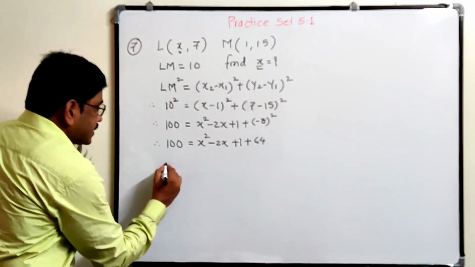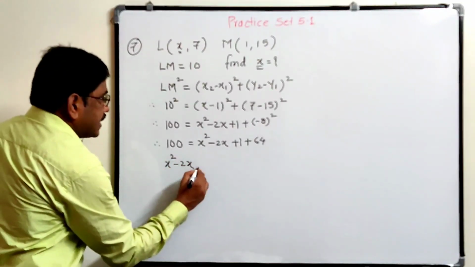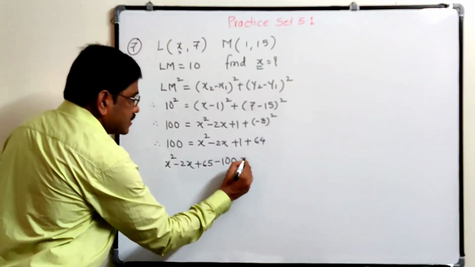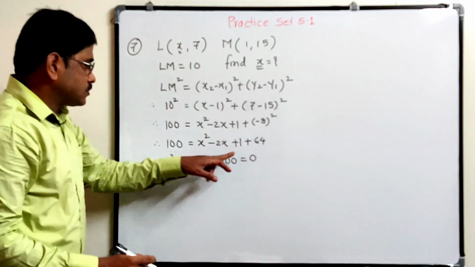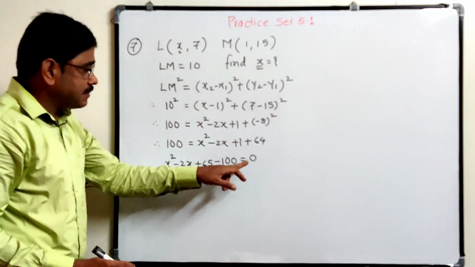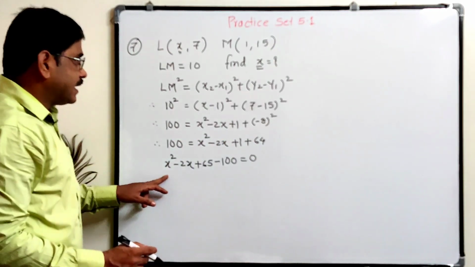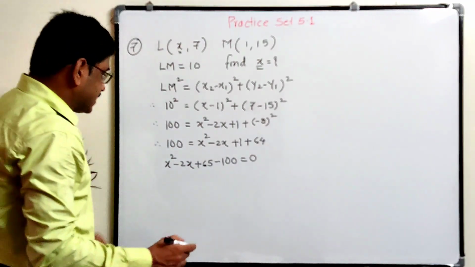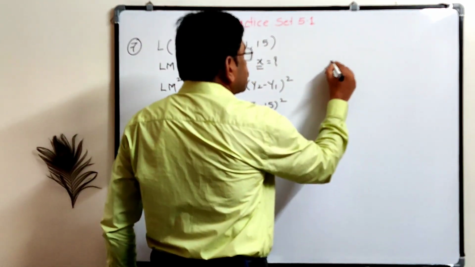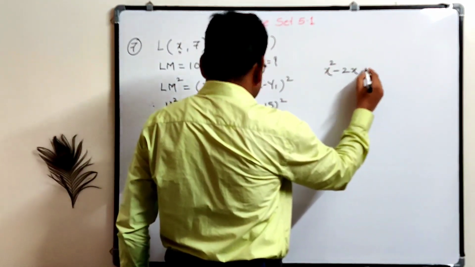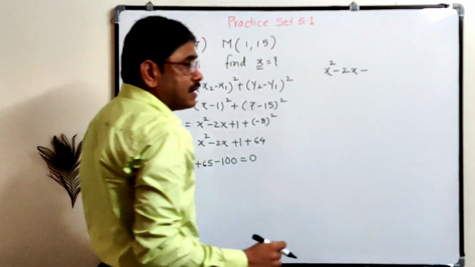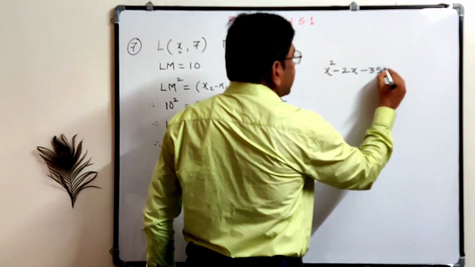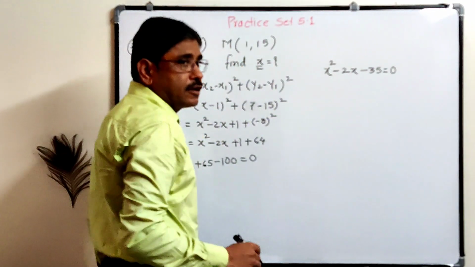So we get the equation x square minus 2x plus 65 and minus this 100 is equal to 0. 64 plus 1 is 65, and this 100 comes to this side, so minus 100. So we get x square minus 2x plus 65 minus 100. So plus 65 minus 100, we get x square minus 2x, and minus 100 plus 65, minus 35, is equal to 0. Now we get the quadratic equation.